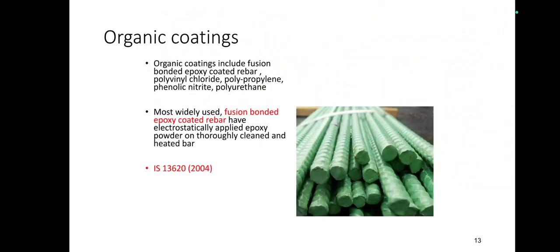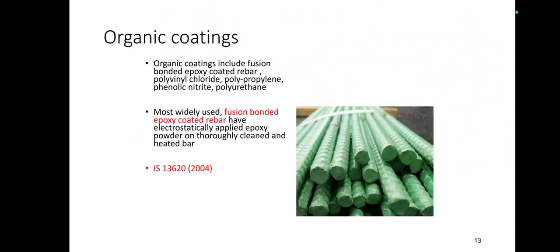Next one is organic coating, as I told, epoxy coating. There are many industries available all over India where they are manufacturing this type of organic coatings. It is nothing but an epoxy powder which is sprayed onto the steel, so it will form a strong bonding. It's called fusion bond. Fusion means the epoxy will fuse to the steel, and then it will form a thick coating.